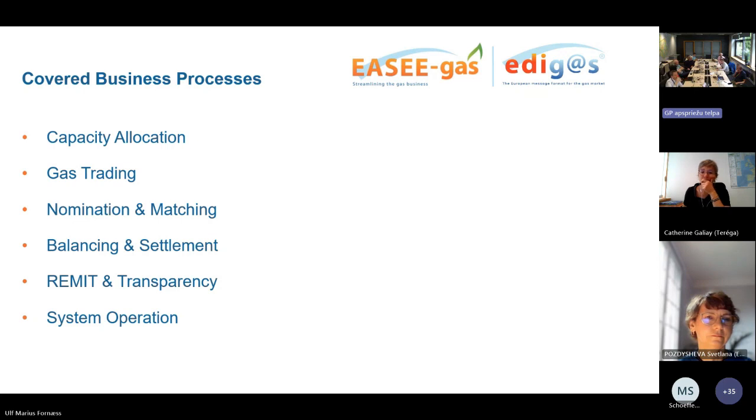And we have also created a new business process called system operation. And that's what the workshop today is mainly about: messages for system operators. But as a trader and shipper, you also need to know what they are able to do or what they are able to send. So especially the storage and LNG system operators.